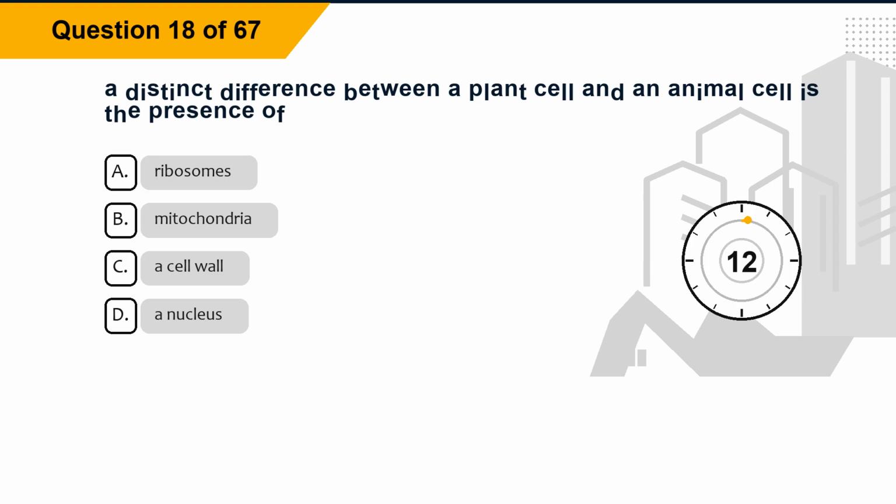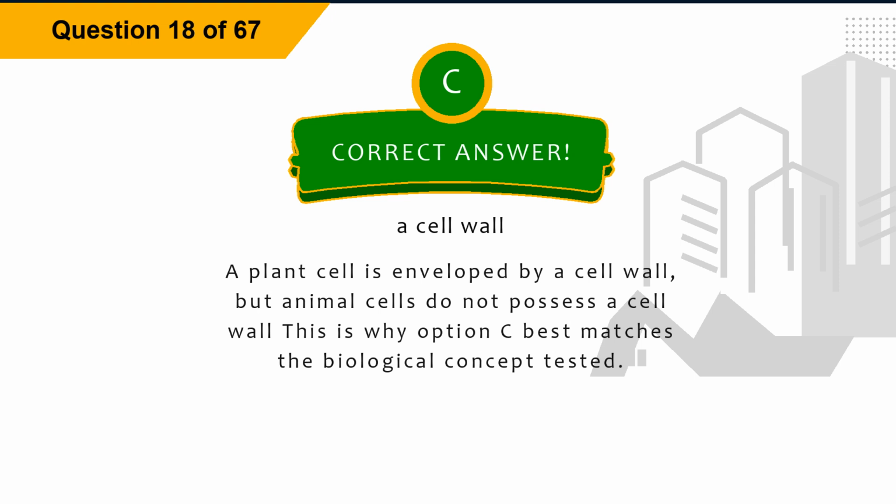Question 18. A distinct difference between a plant cell and an animal cell is the presence of option A, ribosomes. Option B, mitochondria. Option C, a cell wall. Option D, a nucleus. The correct answer is option C, a cell wall. Explanation.